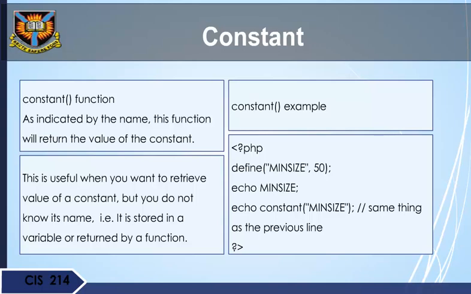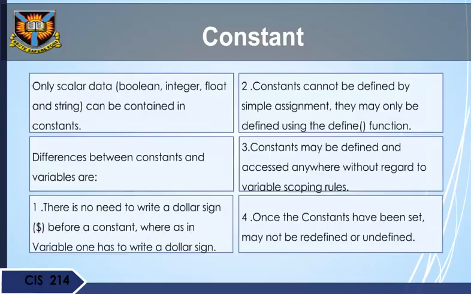Constant example. PHP define minimum size 50, echo minimum size, echo constant minimum size, same thing as the previous line. Only scalar data, Boolean, integer, float, and string, can be contained in constants.